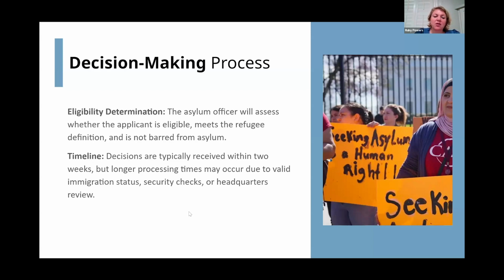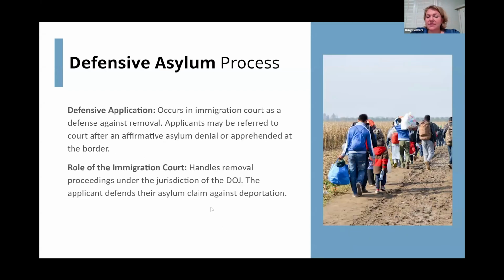I usually only see it really quickly when they're our Afghan clients, most of whom have already gotten their decisions, which is mandated by Congress to have the fast decision, or they were a mandamus client. Defensive is a little different. It happens in court, like we mentioned, and they could be referred after a referral from the asylum office, or if they're apprehended at the border. There are different ways they'd be put in immigration court.